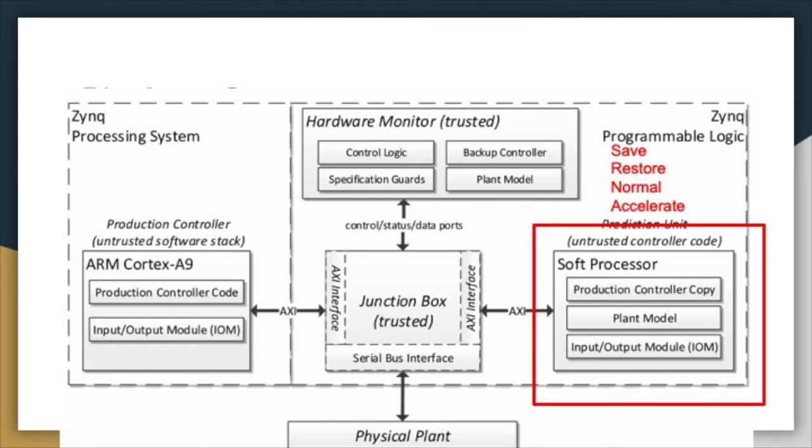When the I/O module on the soft processor receives a start signal from the junction box, the closed loop is run in normal mode. The current state is saved, and the closed loop is run in accelerate mode. Once it's completed, the state of the controller and plant before acceleration is restored, and the accelerated plant model's output is passed through the I/O module to the AXI bus.